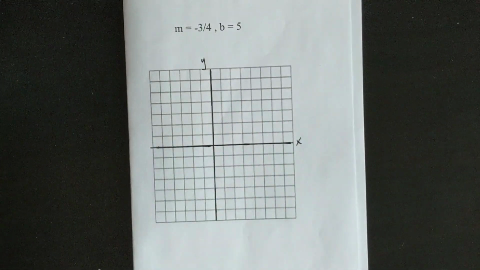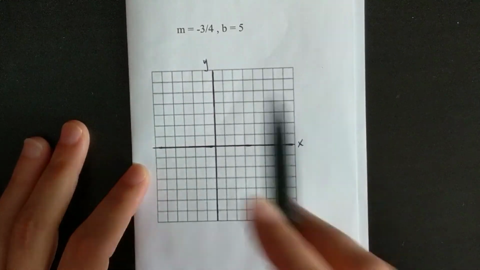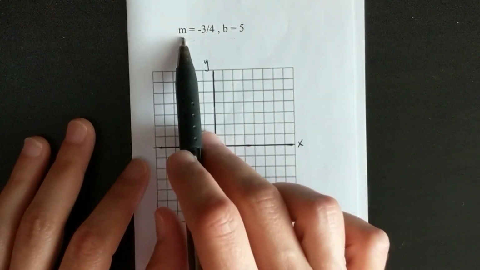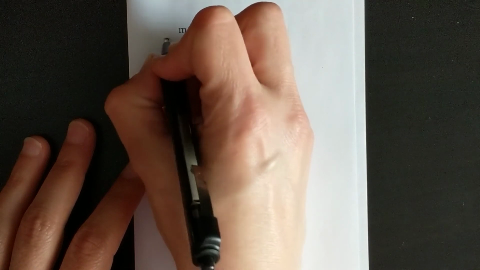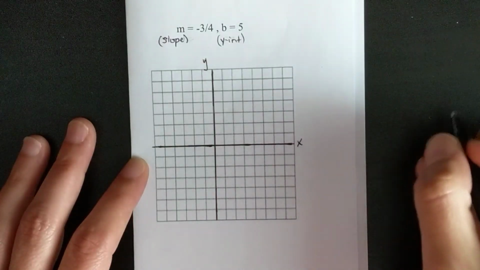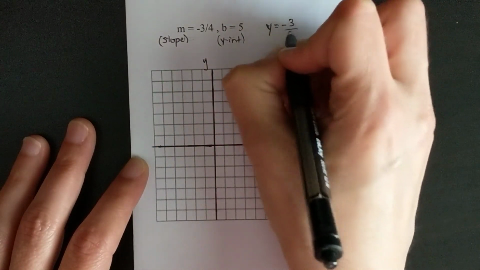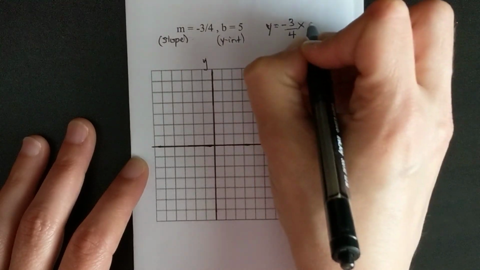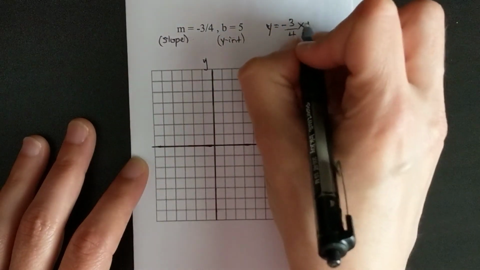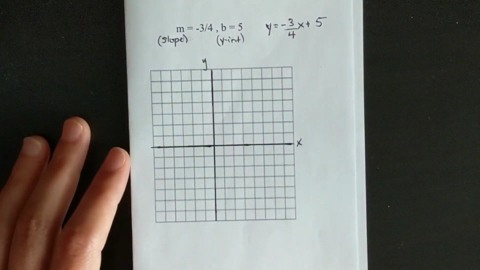This one doesn't give you the equation. I wanted to show it to you a little differently. This is one where we show you the slope and the y-intercept separately as m and b. So remember that m is your slope and b is your y-intercept. So your equation for this one is y equals negative 3 over 4 x. And in this case, since it's 5, it will be plus 5 in your equation. So that's what your equation would look like.